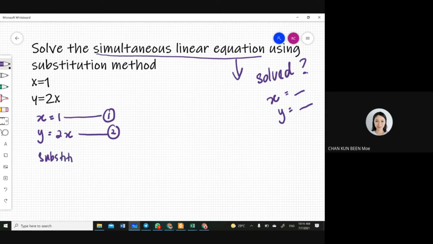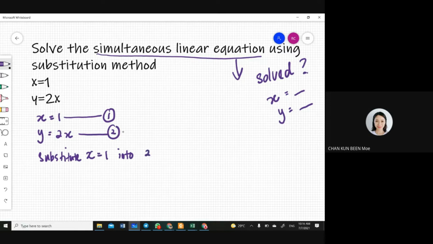So I'm going to use the substitution method. Substitute x equal to 1 into which equation right now? Equation 2. Yes, equation 2, because we get x equal to 1 from the first one, so we substitute into the second equation.